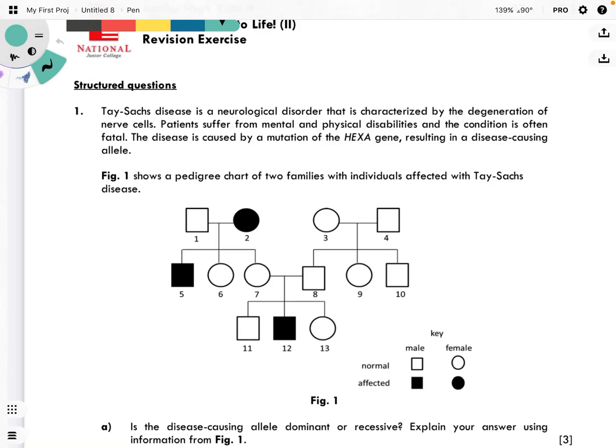Hi everyone, in this video I will be going through the structured questions for the RE on genetic inheritance. Here is one of the first times you encountered something called a pedigree. A pedigree is essentially a family tree, showing you the history, the records of who has a particular disease, who is healthy in a family line.